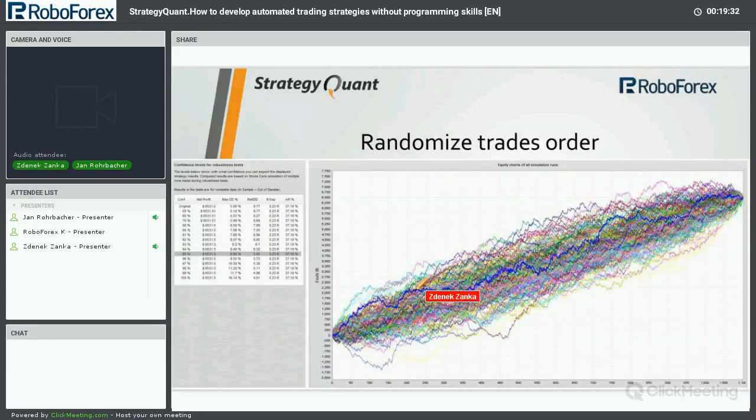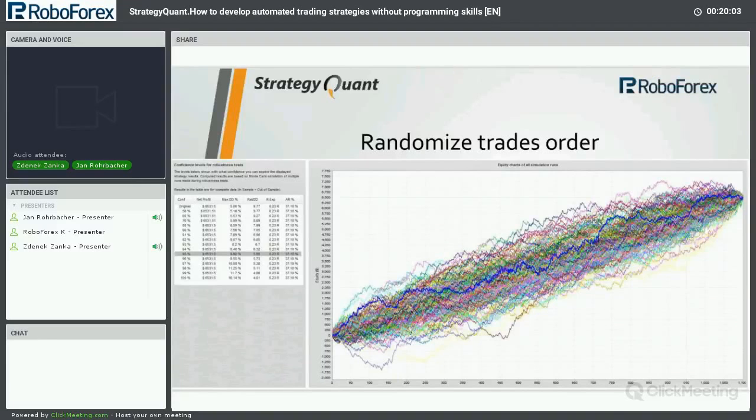The blue chart in the middle. And we take the list of all trades and just randomize their order. We mix it, and we can see how the strategy works when we have different orders of the trades. So this is a very important test, and the first, or let's say the second test of robustness. And we can see how sensitive the strategy is to market cycles.